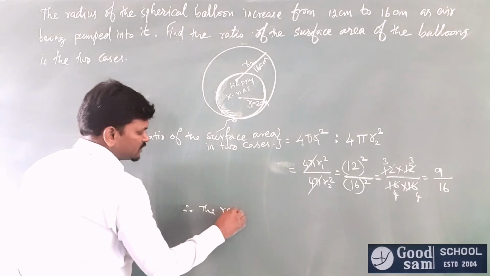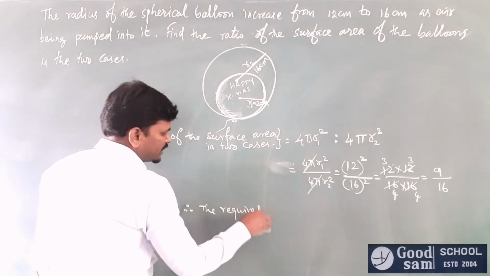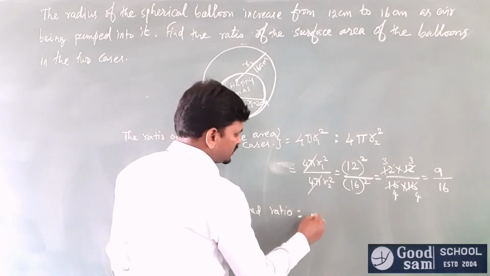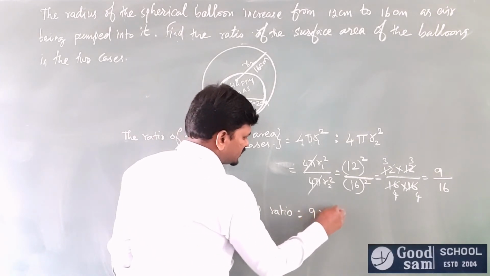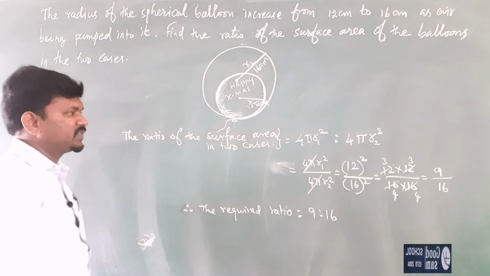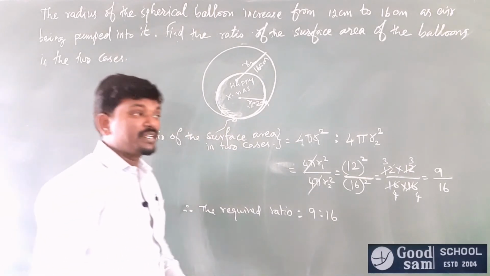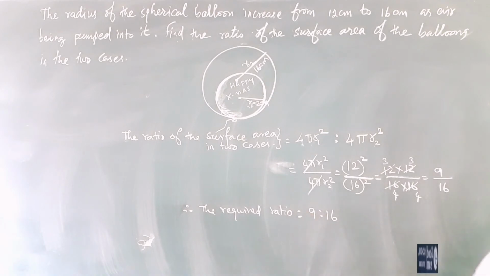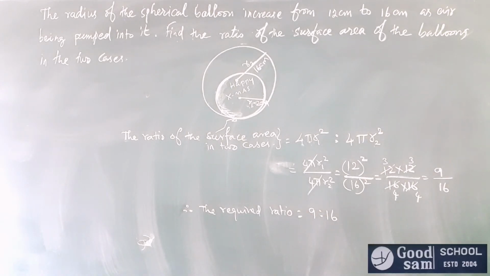So therefore the required ratio is equal to 9:16. Very simple concept. In your textbooks there are several similar questions.